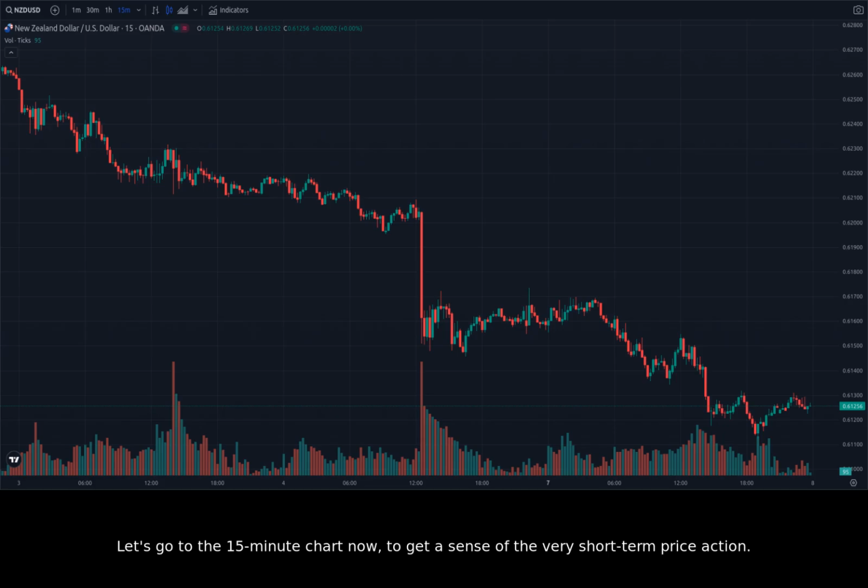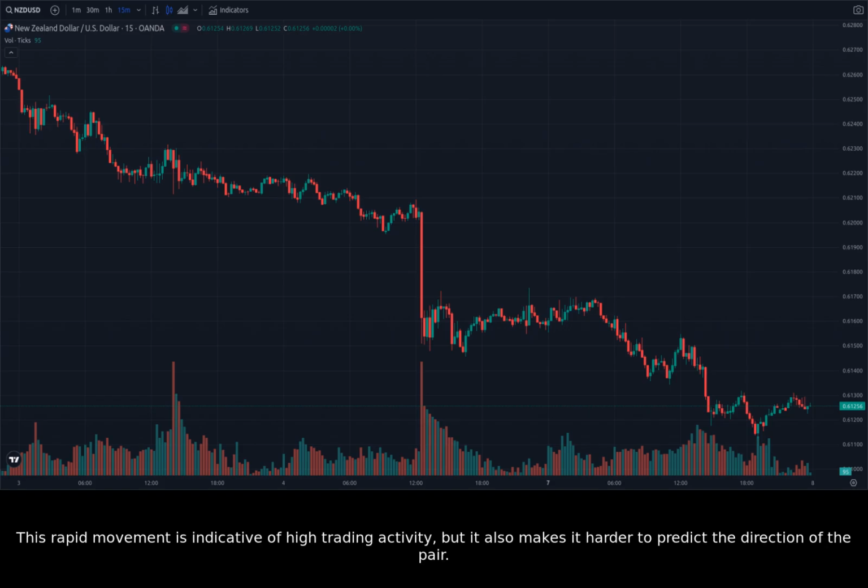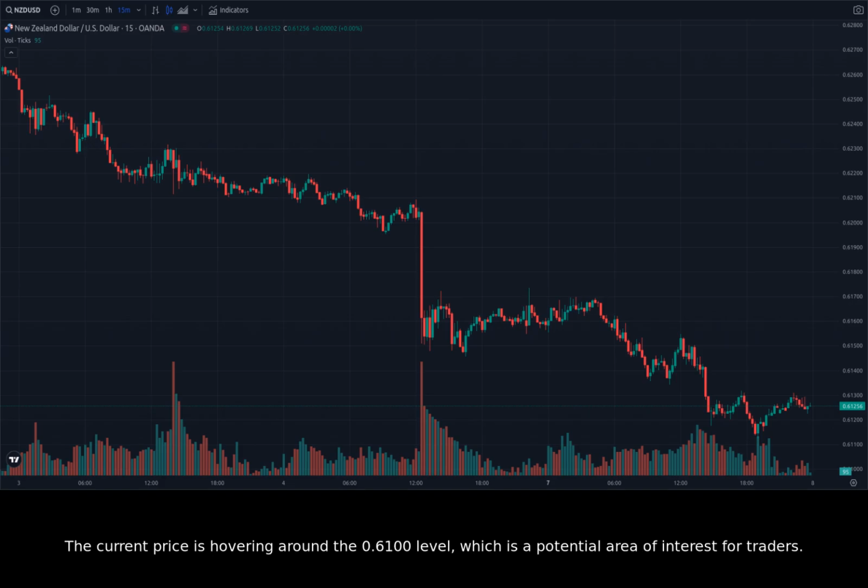Let's go to the 15-minute chart now to get a sense of the very short-term price action. The 15-minute chart shows a lot of volatility, with NZDUSD making quick moves up and down. This rapid movement is indicative of high trading activity, but it also makes it harder to predict the direction of the pair. The current price is hovering around the 0.6100 level, which is a potential area of interest for traders.